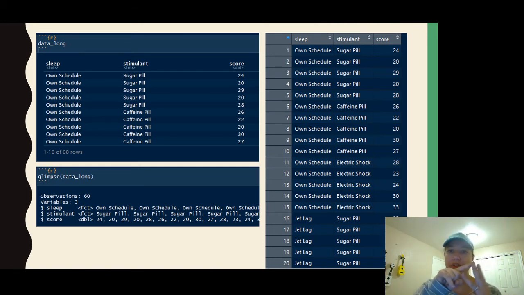But we've got 3 variables or 3 columns in our data set. The first being which sleep group they were assigned, the second being which stimulant group they were assigned, and then the third column being their score. So sleep and stimulant, those are our 2 categorical independent variables, and then the score is our continuous dependent outcome score. And now we want to ask the question, does sleep or stimulant or some combination produce better or worse results on this video game?